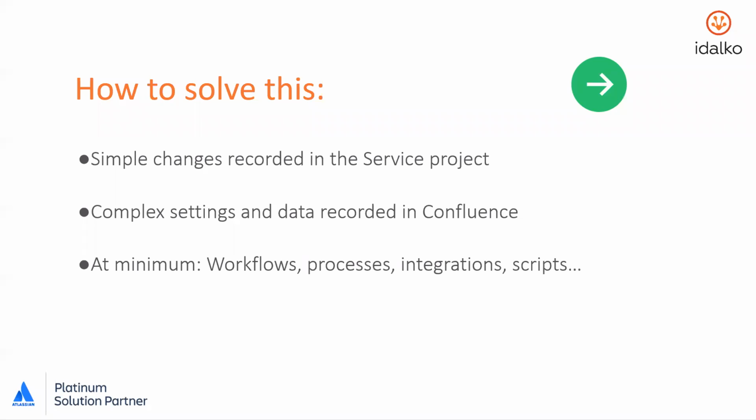So how to solve this? First of all, the basis for documentation should be your Jira project, where we record every small change. This is helpful because there's no need to create huge documentation. They're all recorded in the tickets. If there are any complex settings or complex projects or integrations, you can use Confluence for it. Except that when your Confluence crashes, there's not much you can do.